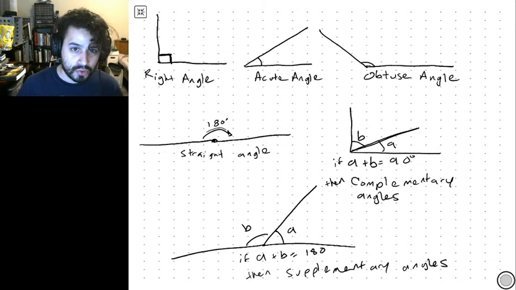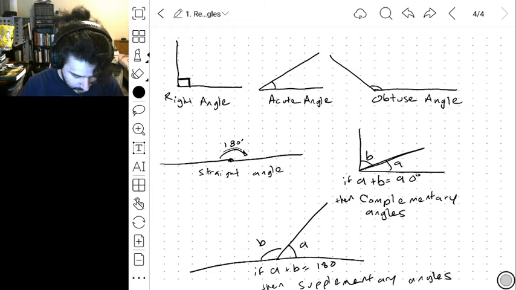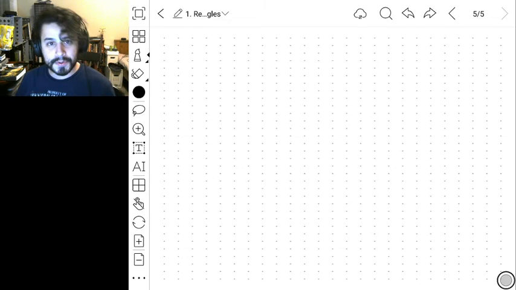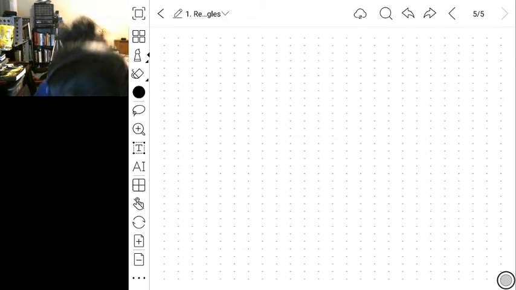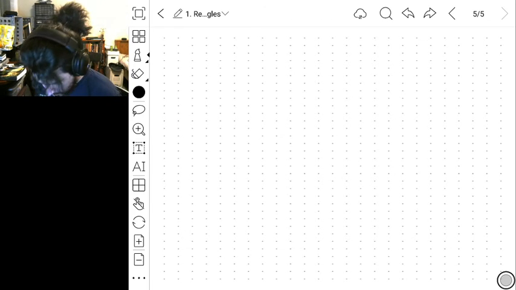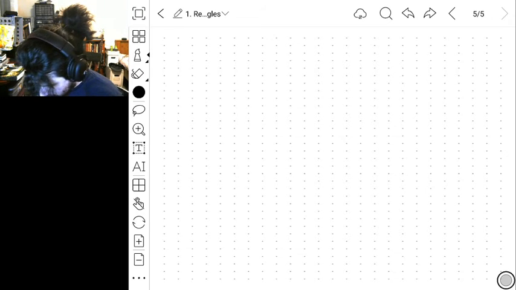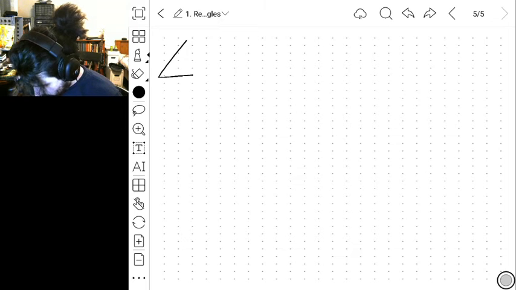Let's move on to triangles. There's not a lot to triangles either. There's only a couple, and I'm going to list them out first, and then we can talk about each individually if we need to. So, for triangles, let's go over what a triangle is first. A triangle is just a three-sided polygon.